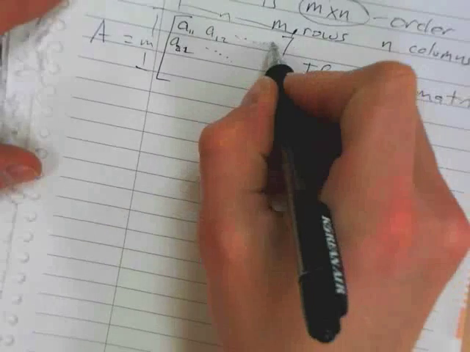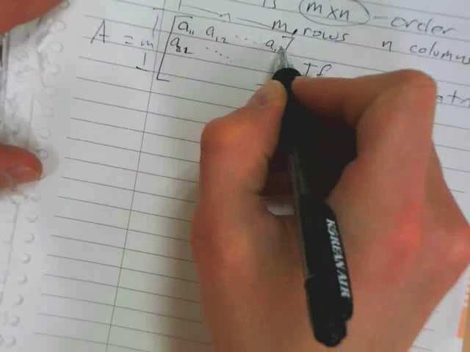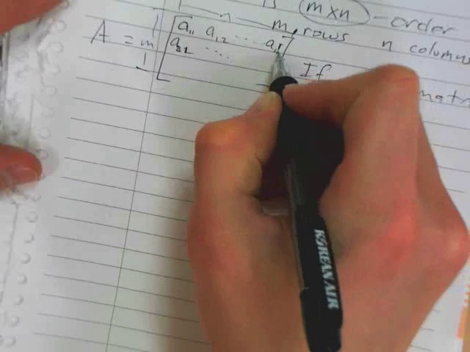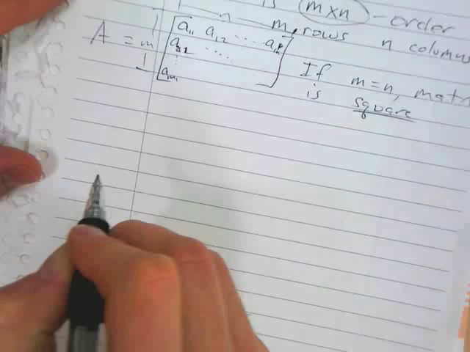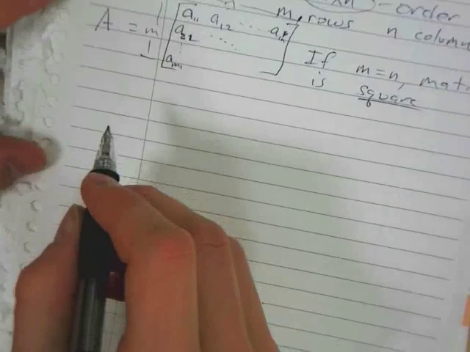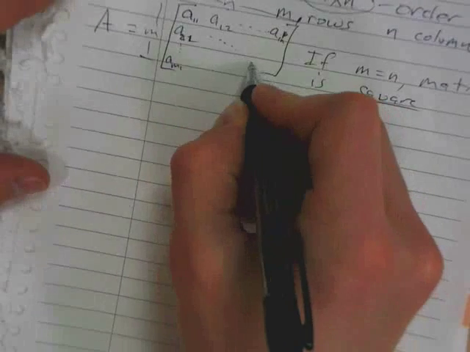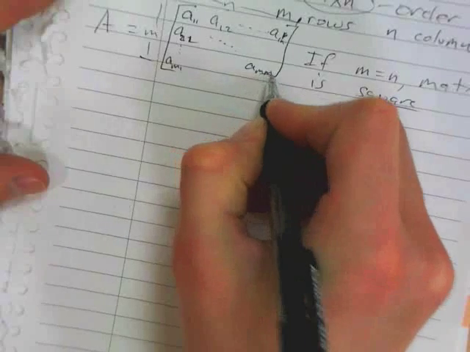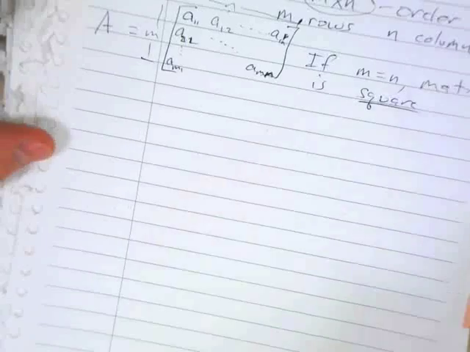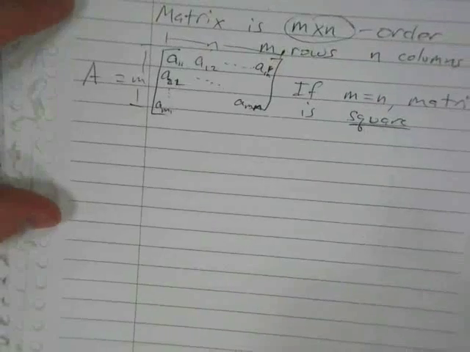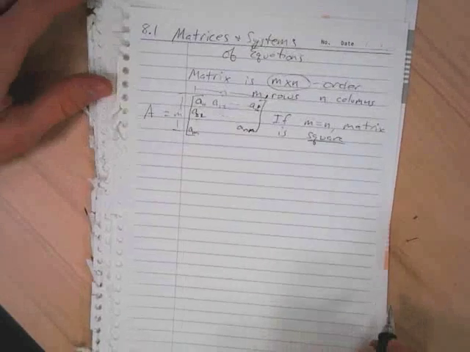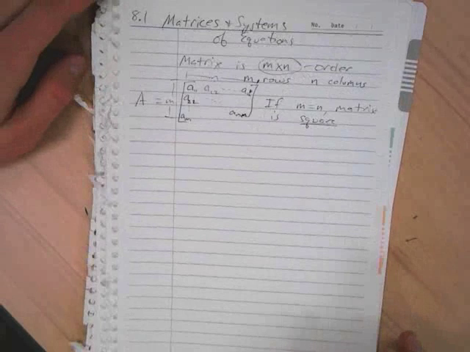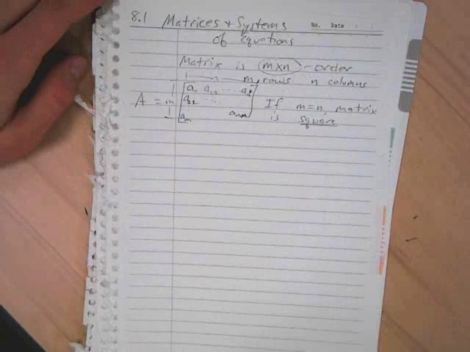All the way over here we'll have A1n, because it is in the nth column. And then all the way down here we would have Am1, because it's in the mth row. And all the way in the corner we wind up having our Amn, because it is in the mth row and nth column. So that's how we denote the various entries in a matrix.